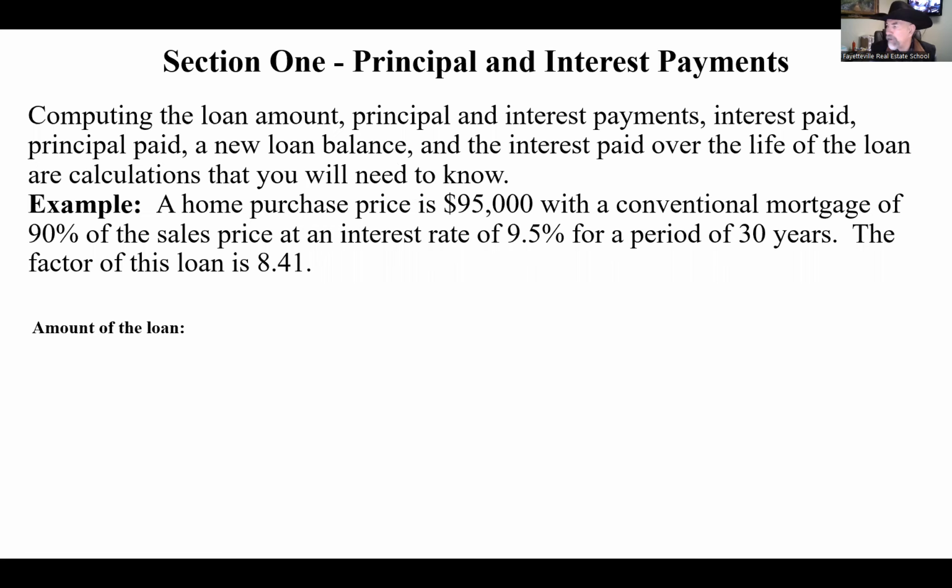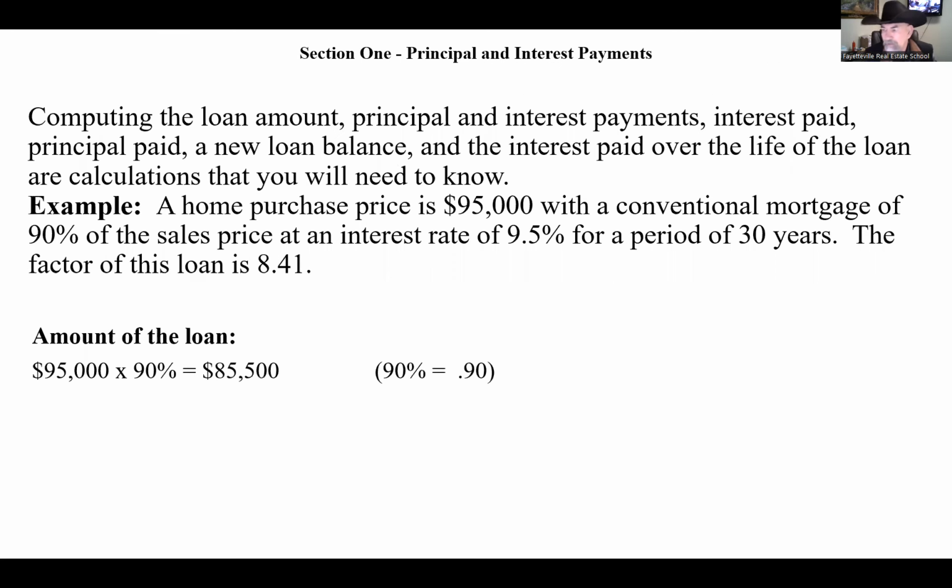So here we have a 95,000 purchase price at 90%. The first thing we do is calculate the loan amount. 95,000 times 90% equals 85,500. So our loan amount is 85,500. You only have to pay interest on the loan amount, because that is the amount that the bank is loaning you.